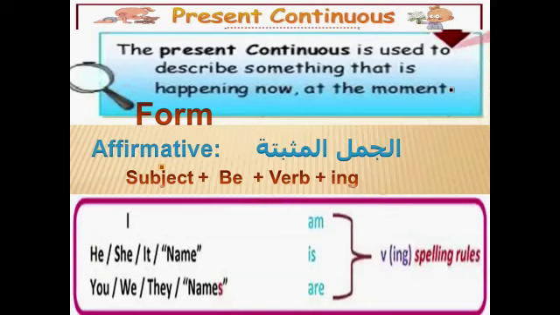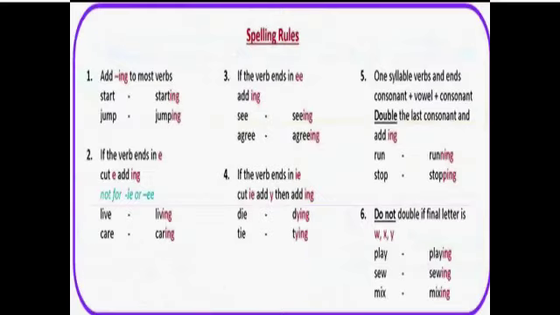Now adding the ing depends on some spelling rules. Let's now go to the spelling rules. First of all, add ing to most of the words, such as start becomes starting, jump, jumping. Okay, so generally we add ing to the end of the verb. And number 2, if the verb ends with e, cut or omit the letter e and add ing. For example, live becomes living, care becomes caring.